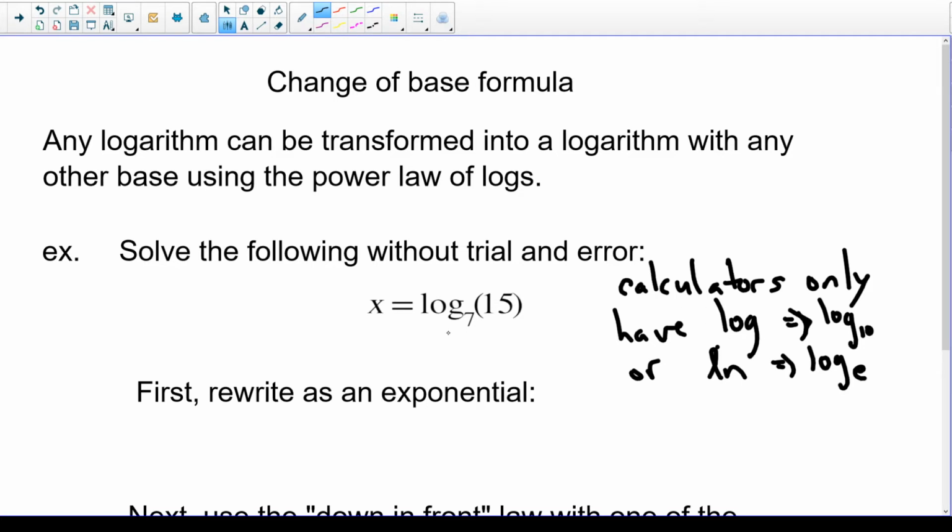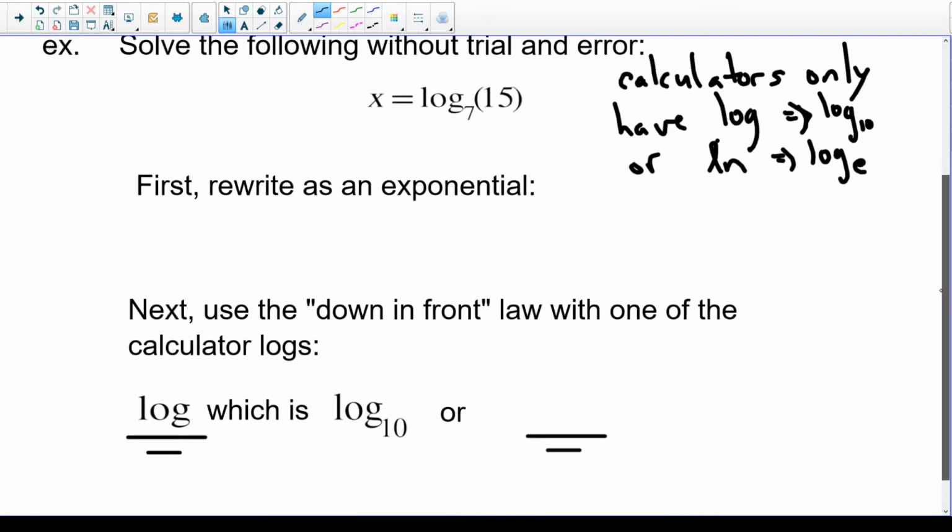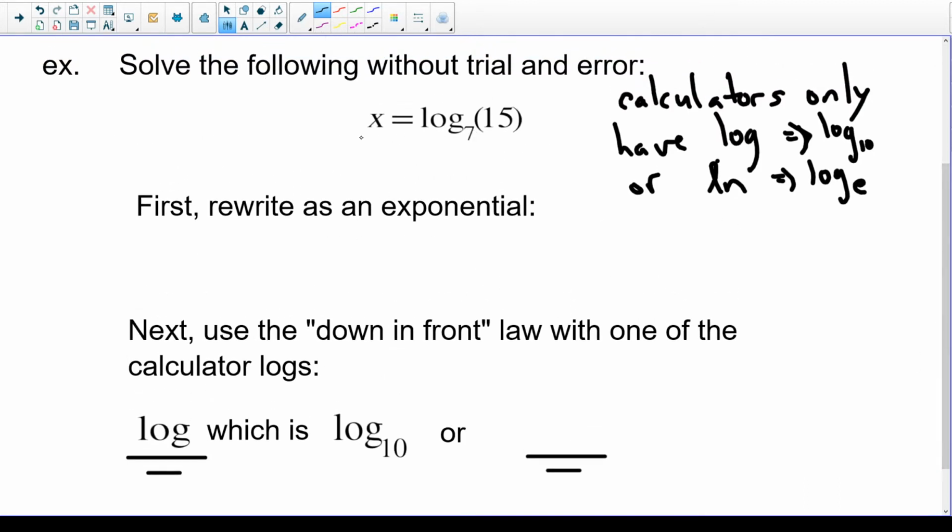So how do you do a log base 7? Well, we do that by doing what's called a change of base. We're going to change our log base 7 into a log base 10. And the way we do that is by first rewriting this as an exponential. Okay? So, and eventually you won't have to do all these steps. Eventually you'll just be able to jump right to the final answer. But for now, I'm going to show you all the steps, like I said.